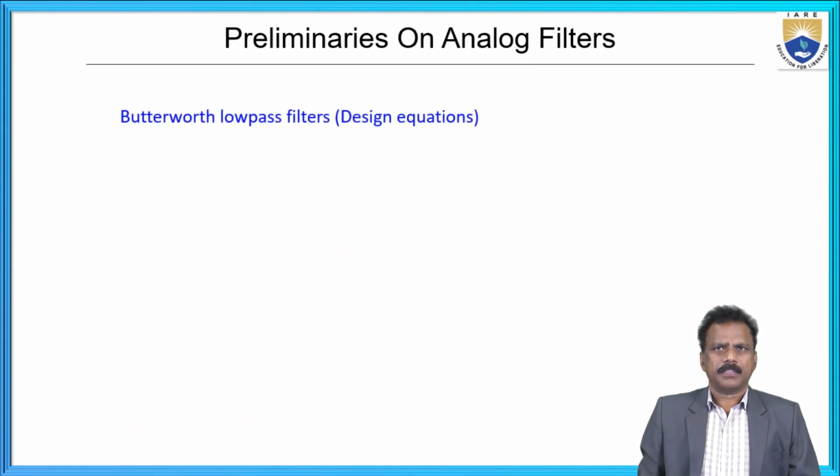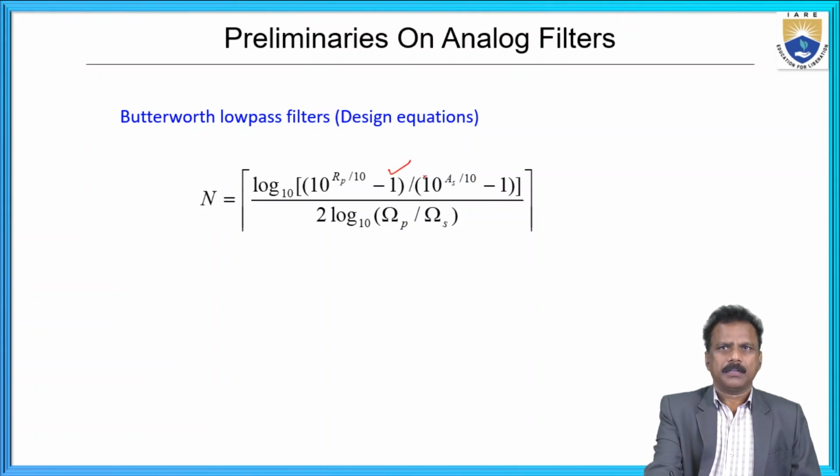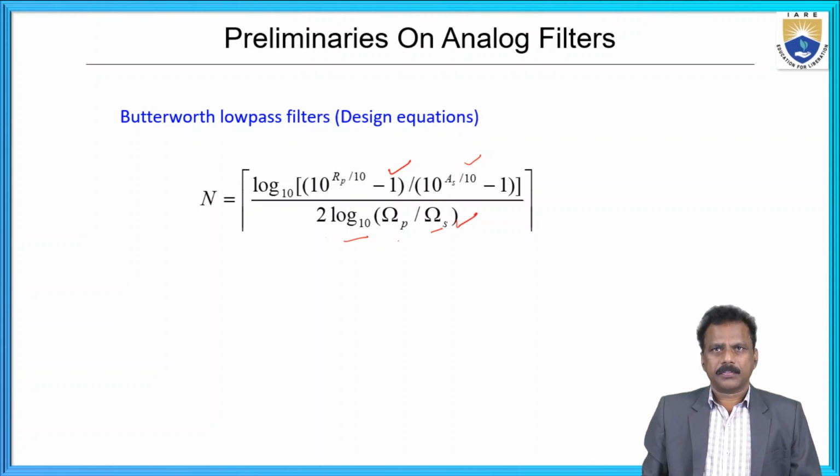Next, Butterworth low pass filter design equations. Here the order of the filter, capital N, is log base 10 of (10 power Rp by 10 minus 1) by (10 power As by 10 minus 1), divided by 2 into log base 10 of omega p by omega s. This is the design equation. By using this mathematical notation, the filter is designed with the help of the Butterworth low pass filter.